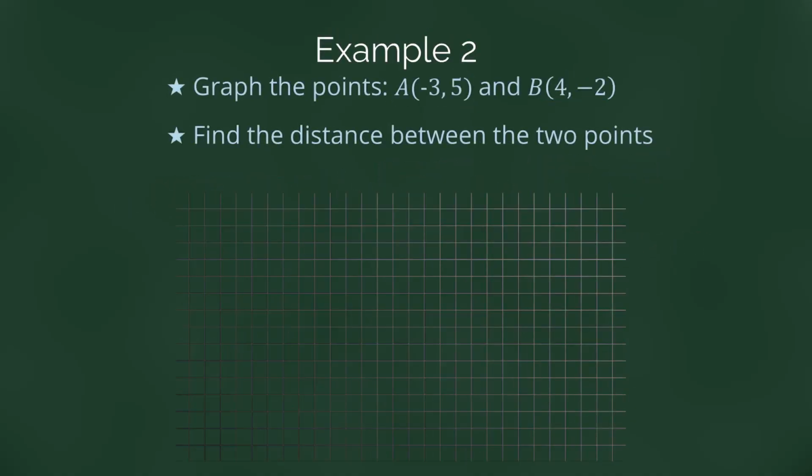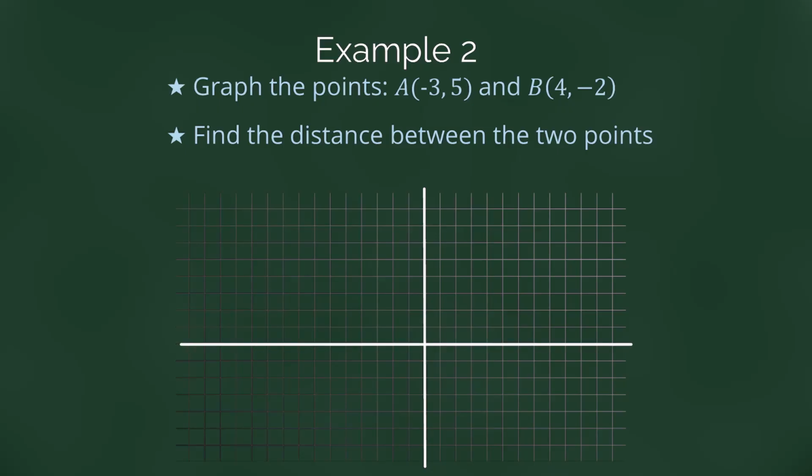Let's do one more just to really firm up our knowledge of this. So we're going to graph the points negative 3, 5 and 4, negative 2. So again, I'll start with some axes, x and y axes. So this is our x-axis, this is our y-axis.